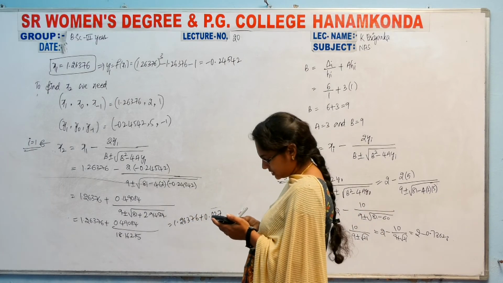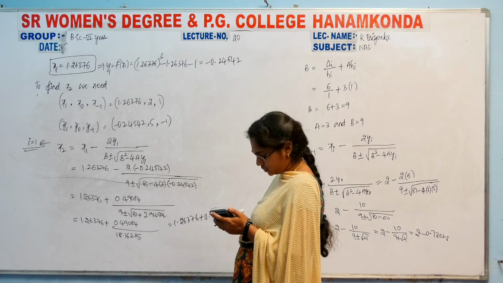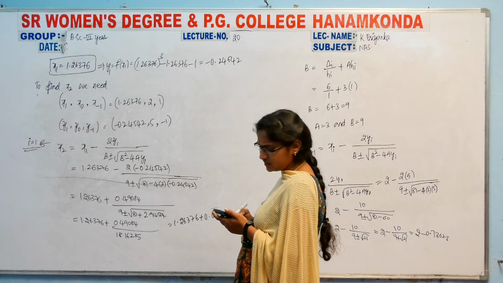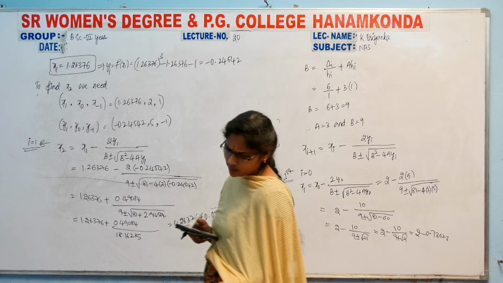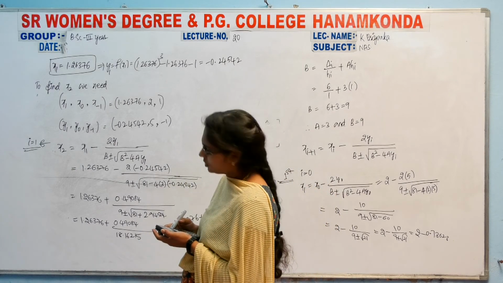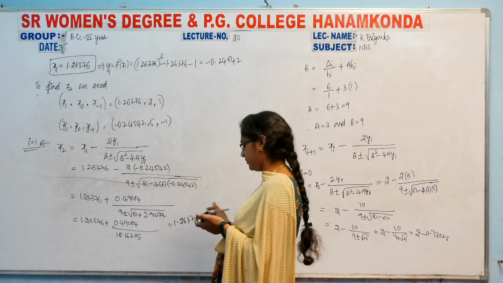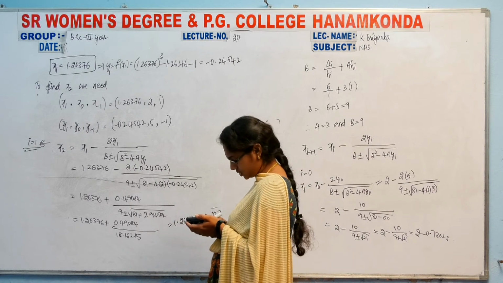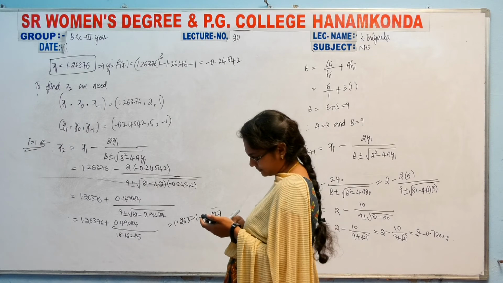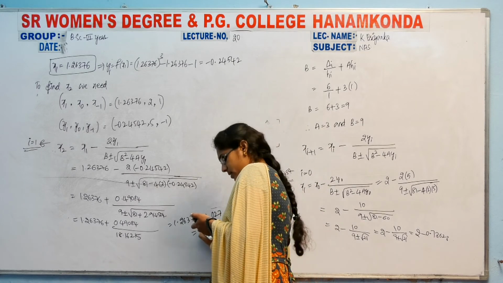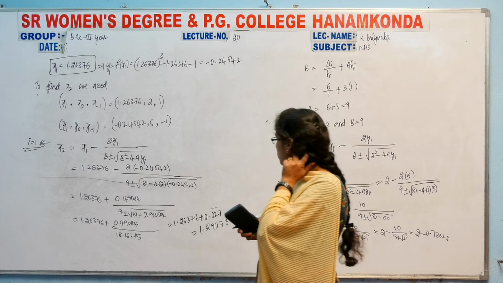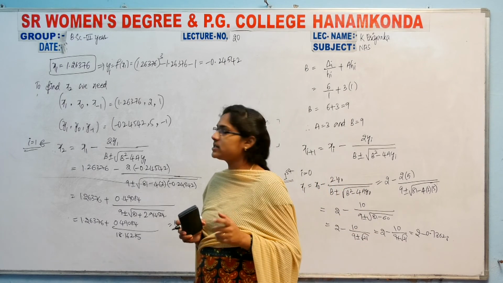Now plus 1.26376. We got that the value is 1.290. Wait. 1.26376 plus 0.027, which is nothing but 1.29076. Okay, so this is nothing but the value of the x2.